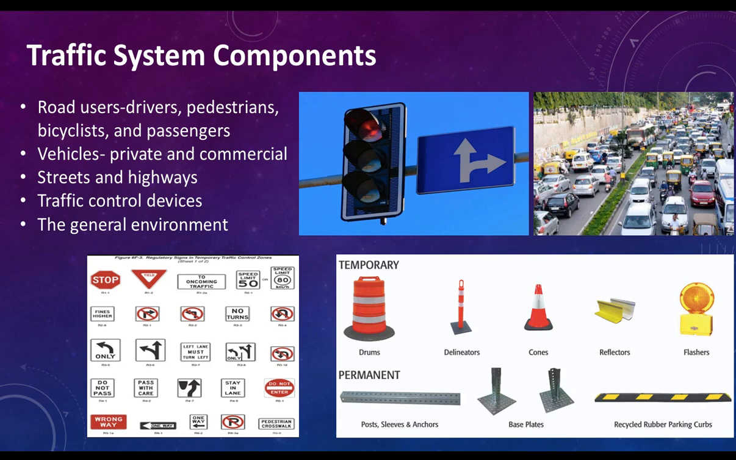Then coming to some permanent things like posts, lamps, anchors, base plates, and rubber parking curbs. All these are permanent setups. So this is broadly about what a traffic system is. Then the last one, the general environment. What is this? Environment could be the locality, where it is. Is there a lot of congestion in the traffic, or is the area a marketplace, or is it snowing, or raining. We have understood all these things from this.